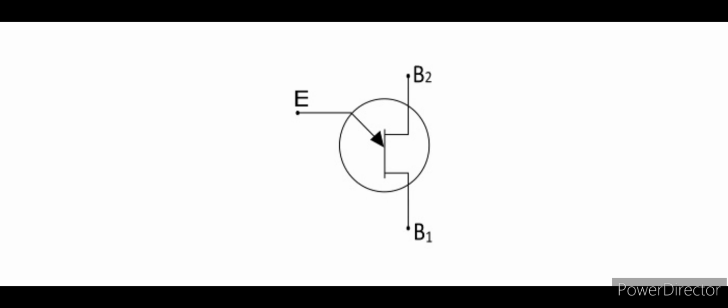The figure shown here is the symbol of UJT. So UJT is a three-terminal semiconductor device with two base terminals B1 and B2 and one emitter terminal. And you can observe emitter terminal is nearer to base terminal B2.